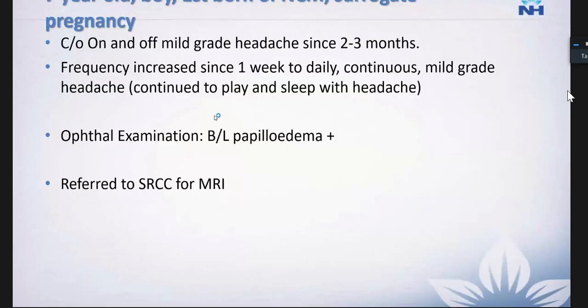Yeah. Then again, looking for tumors. Now I'll be showing one more case of that.